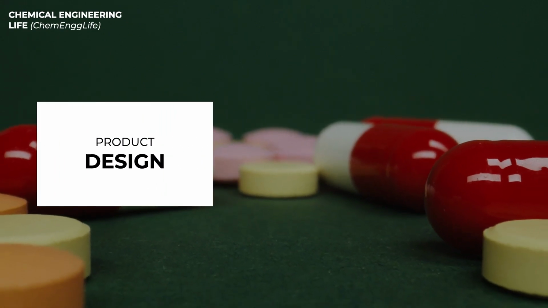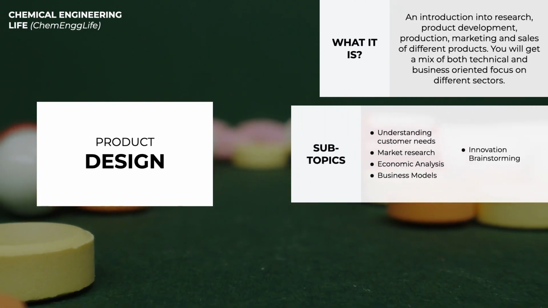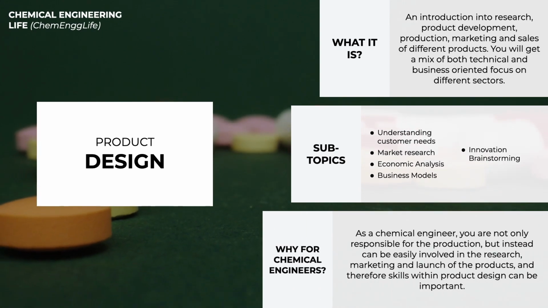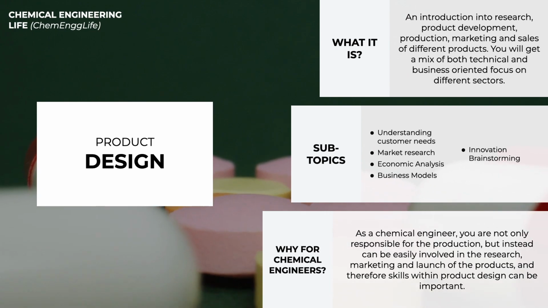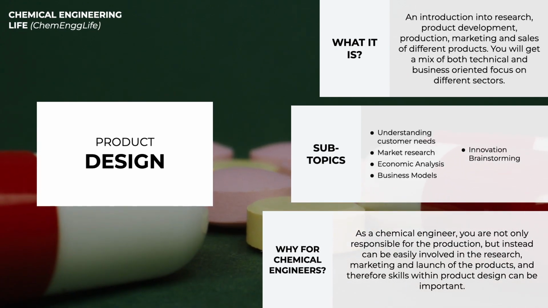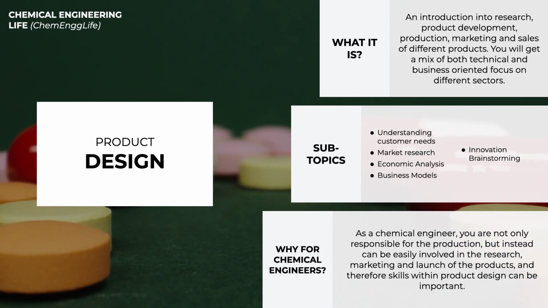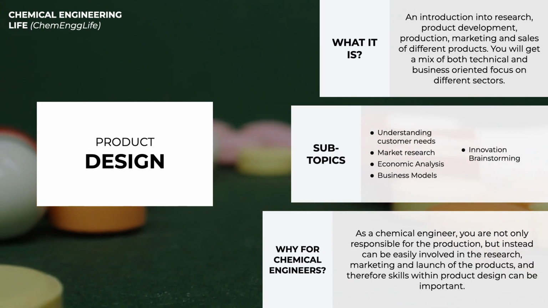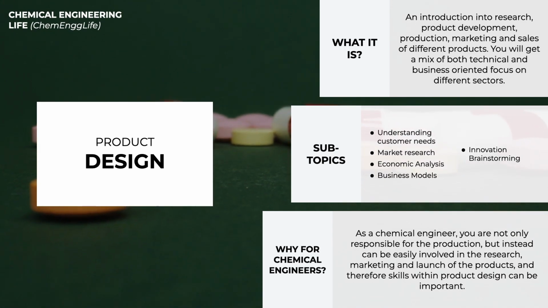Another technical course is product design. This is a subject which is a mix between technical and business principles. In this course, you will learn about everything from research, product development, production, marketing, and how to sell your final product. Many people actually tend to think that chemical engineers can only work within production of the product, but instead, chemical engineers can work and play a very important role within other areas as well.